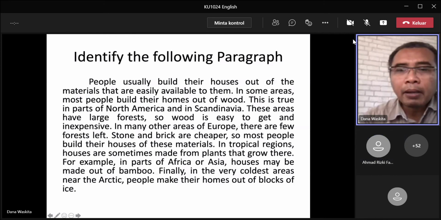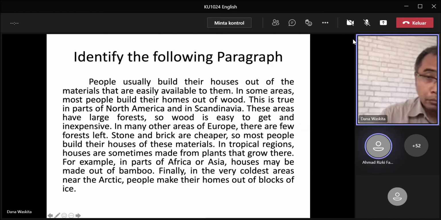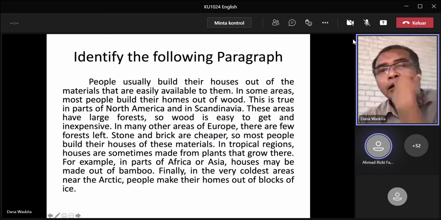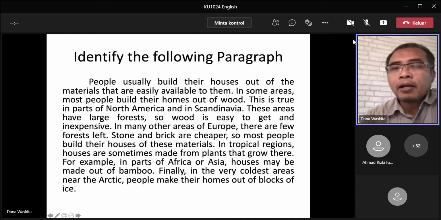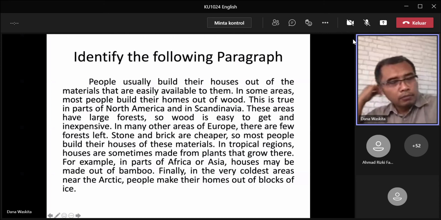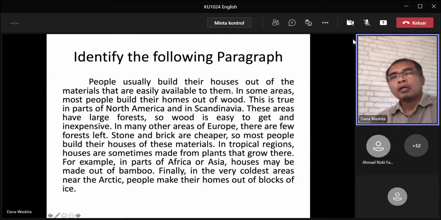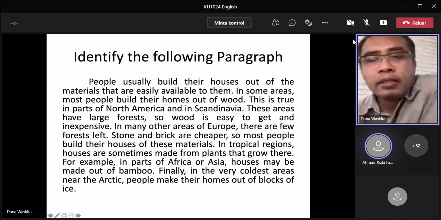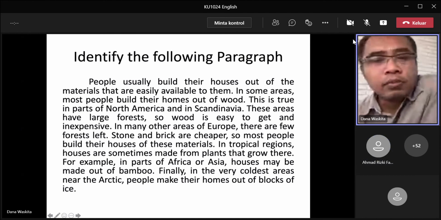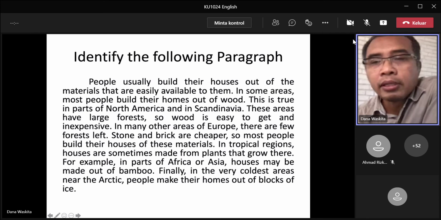Which one? The concluding sentence. Not sure? Why? Can you see the last sentence in this paragraph? Is it a concluding sentence? Not really, it is another explanation, another example. So I just want to prove that not all paragraphs consist of a concluding sentence.